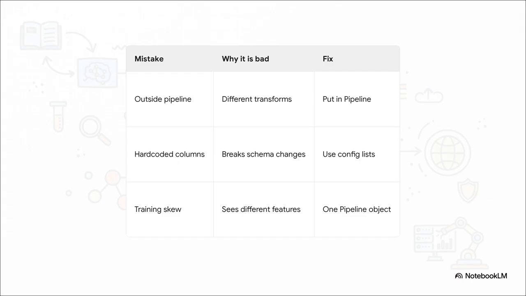Another super common mistake is hard-coding column names. If a database schema changes, your code breaks instantly. So always pull your column name lists straight from your configuration file.